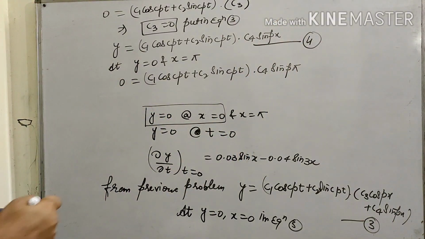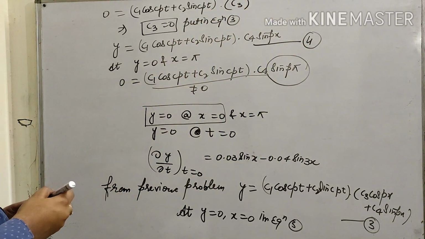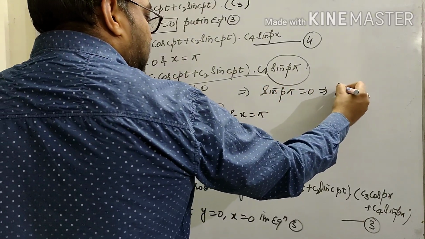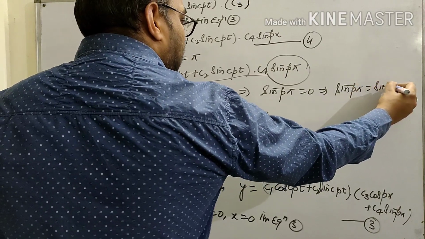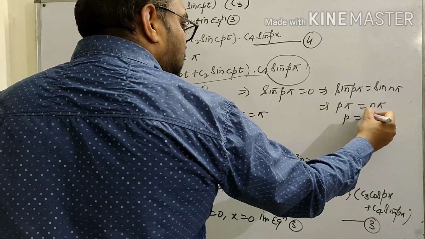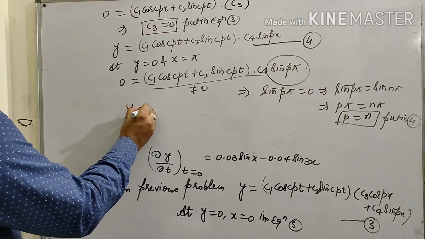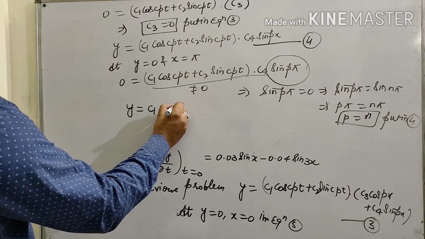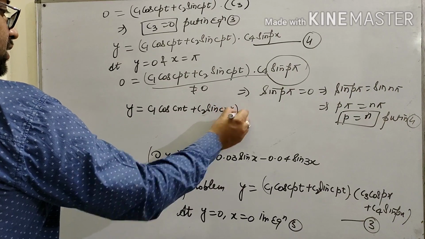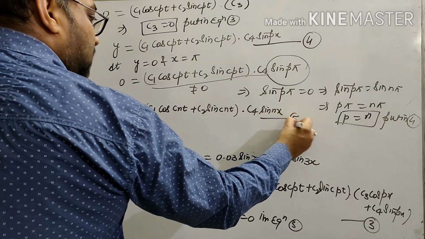Now we cannot put this entire term equal to 0. So we can only put sin p pi is equal to 0. So from here sin p pi is equal to 0, which is equal to sin n pi, or p pi is equal to n pi, or we can write p equals directly n. So put in 4. So y is equal to (c1 cos cnt plus c2 sin cnt) into c4 sin nx. Now this is equation number 5.